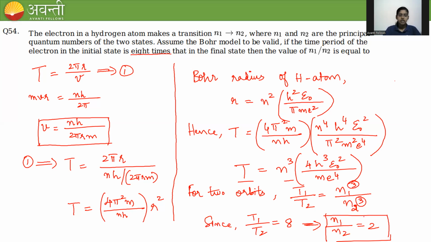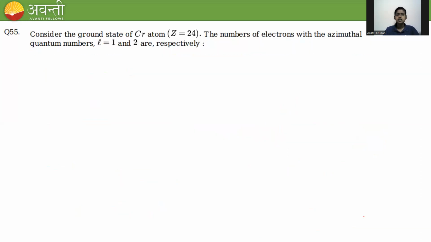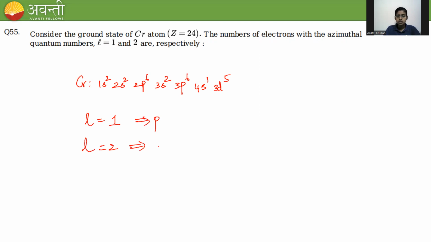Okay. Then coming to the next question. Consider the ground state of chromium atom. The number of electrons with the azimuthal quantum numbers l equal to 1 and 2 are, respectively? So the atomic number is 24 and the electronic configuration for chromium is 1s2, 2s2, 2p6, 3s2, 3p6, 4s1 and 3d5. This is the ground state electronic configuration for chromium. And l equal to 1 denotes the p orbital and l equal to 2 denotes the d orbital.